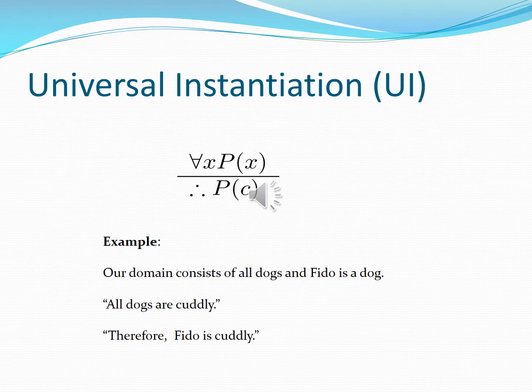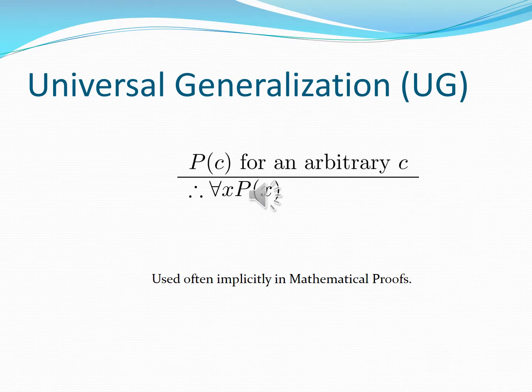Universal instantiation. For all x, P of x. Therefore, P of c. Example: our domain consists of all dogs, and Fido is a dog. All dogs are cuddly, therefore Fido is cuddly. Also, there is another rule called universal generalization. P of c for an arbitrary c. Therefore, for all x, P of x.